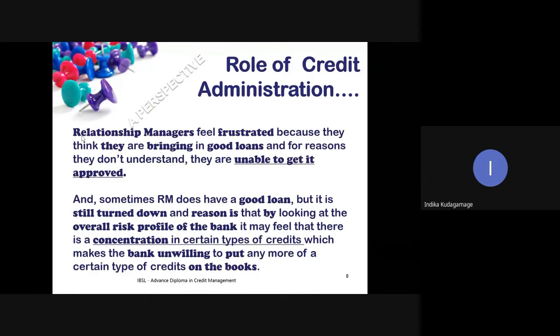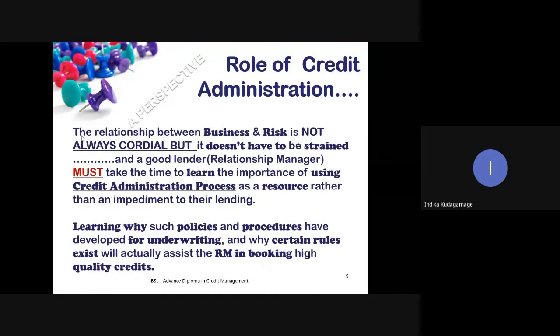Then we get frustrated because we think we are bringing a good loan that needs to be given, and then the other party comes and says, no, don't do it, it is risky. The reason is we look at only one angle. We want to book a loan, we want to service the customer, we want to increase the portfolio. But the back end will know the exposures to different segments and the positions of different segments. They will know the bigger picture. So as a credit person, we always need to understand the risk perspective also, rather than just fighting.